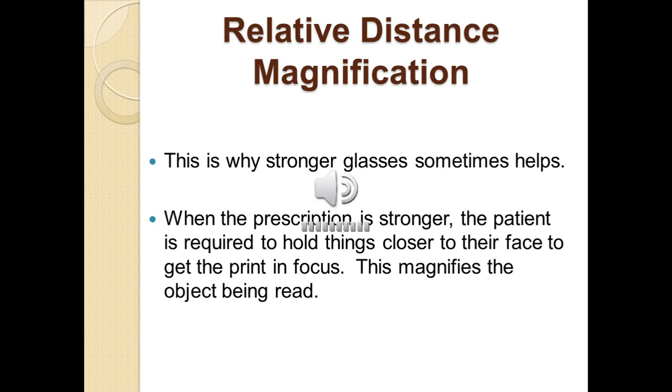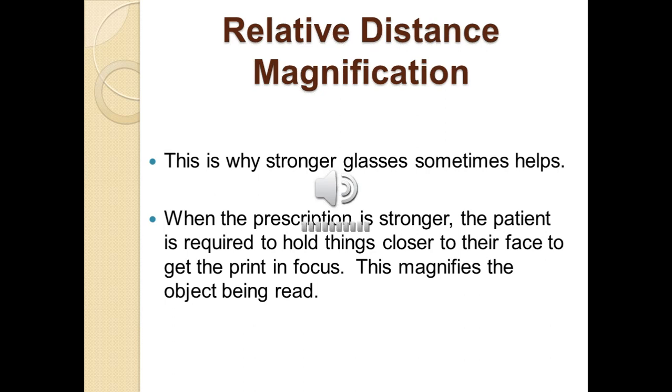Okay? Well, if I move you from 12 inches up to 6 by giving you stronger glasses that are focused in closer, that makes it so that that same set of words is now twice as big because you went from 12 inches to 6. And so that's why stronger glasses often help. It's not necessarily because the lens itself is magnifying, it's because it's allowing you to get that shorter distance, and you're using relative distance magnification.